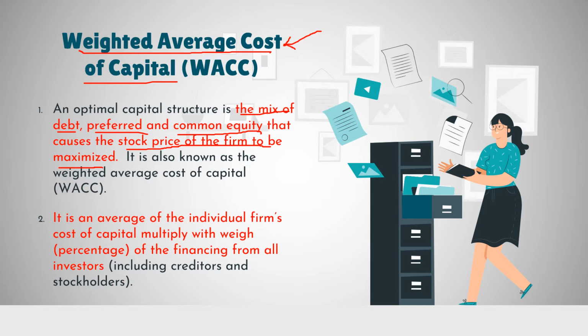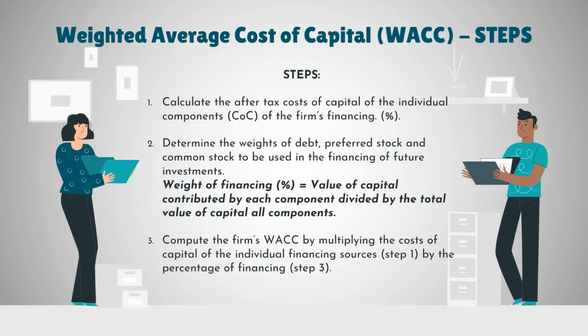So, WACC is a mix of hutang, debt, preferred, and common equity. So, we have to calculate these three types of cost yang kita ada belajar tadi. Cost of internal common stock, cost of external common stock, and the other two, which means cost of preferred stock and cost of debt. So what is the step? Okay, this is the step how you want to calculate WACC. So you have to follow all these steps.